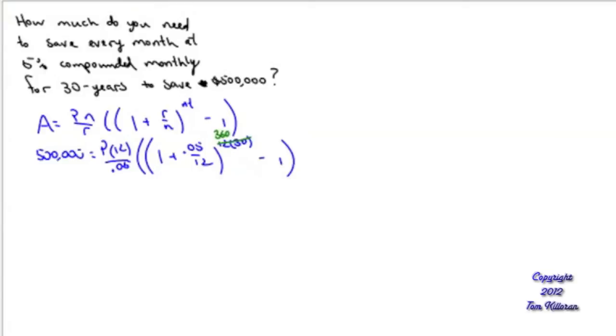So 500,000 equals P times 832.2586. Why do we always go four decimal places with this number? It gives you better accuracy. The number next to P, always go four decimal places. Divide both sides by that ugly number.